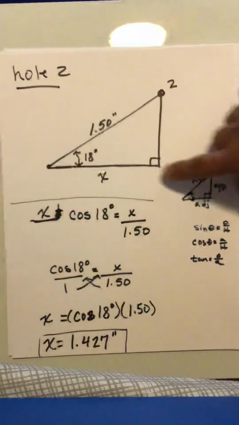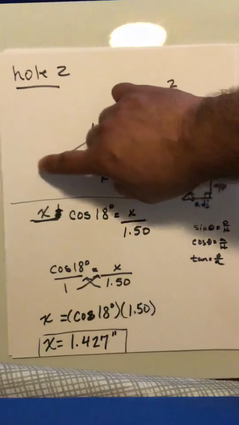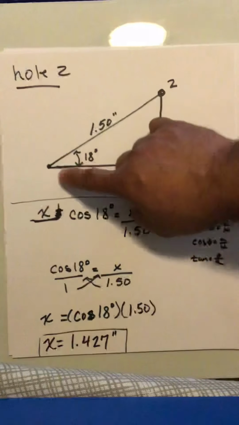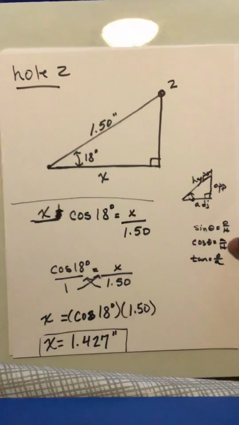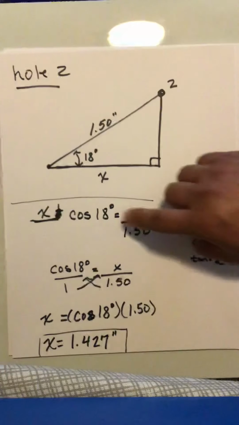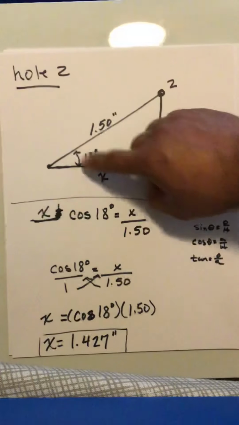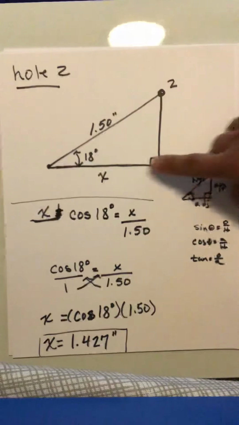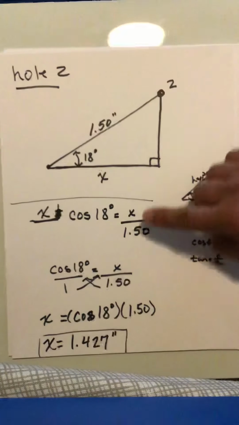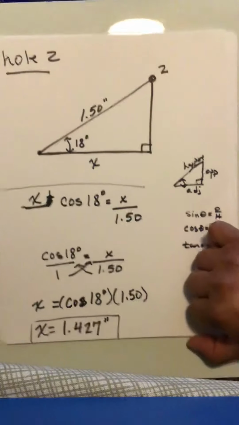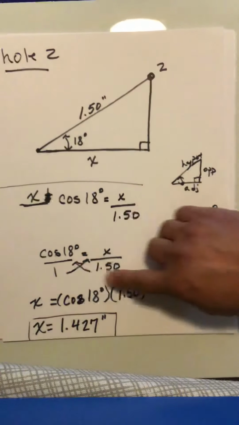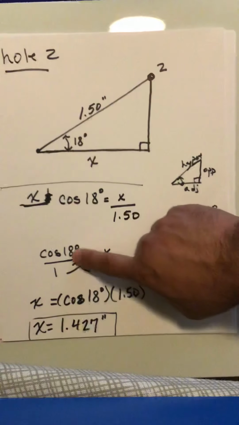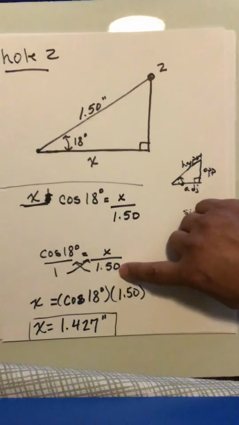So if I want to find this side, using this as my reference angle, I've got to find the side that's next to it, adjacent over hypotenuse. The trig function for that will be cosine, adjacent over hypotenuse. And this is my setup. The cosine of this angle, which is 18 degrees, is equal to adjacent over hypotenuse. So once again, I treat this as a proportion and put it over 1. So this divided by 1 is equal to this divided by 1.5, right?